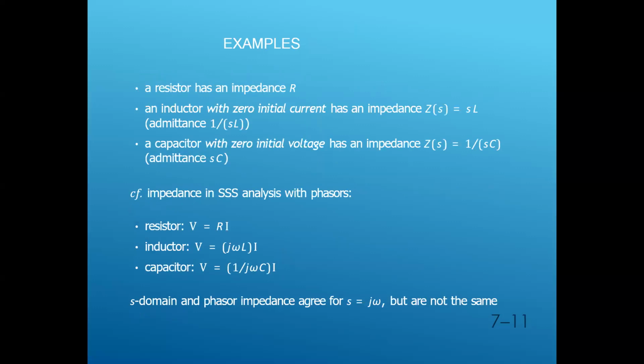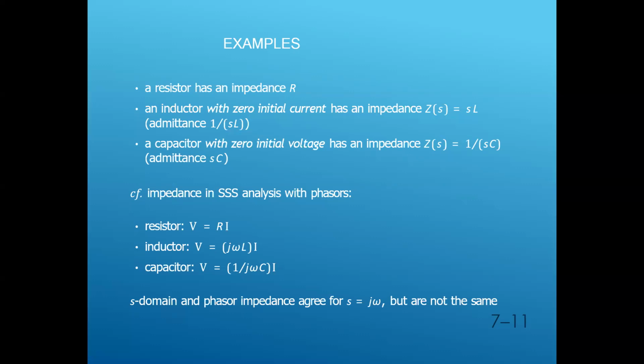Examples. A resistor has impedance R. An inductor with zero initial current has impedance Z of s equal to s L, and admittance 1 by s L. A capacitor with zero initial voltage has impedance Z of s equal to 1 by s C, and admittance s C.